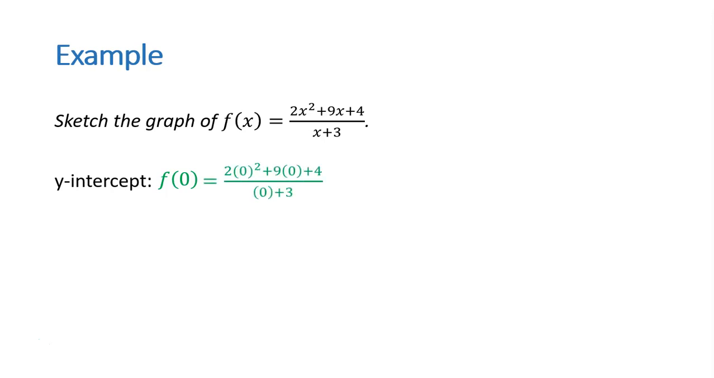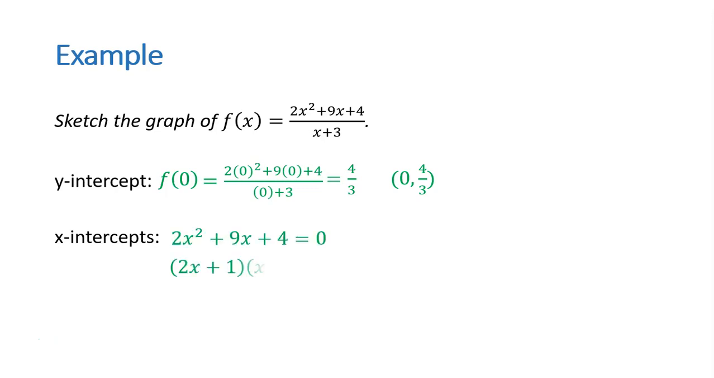We plug in 0. We end up with 4/3. So our y-intercept is (0, 4/3). For our x-intercept, we set equal to 0 and solve. We set our numerator equal to 0. This factors into (2x + 1)(x + 4). Again, if you're not comfortable with the factoring, you can use the quadratic formula. You'll solve and get the same numbers. And we get x is equal to -1/2 and -4. So we have two x-intercepts for this graph, one at -1/2 and one at -4.